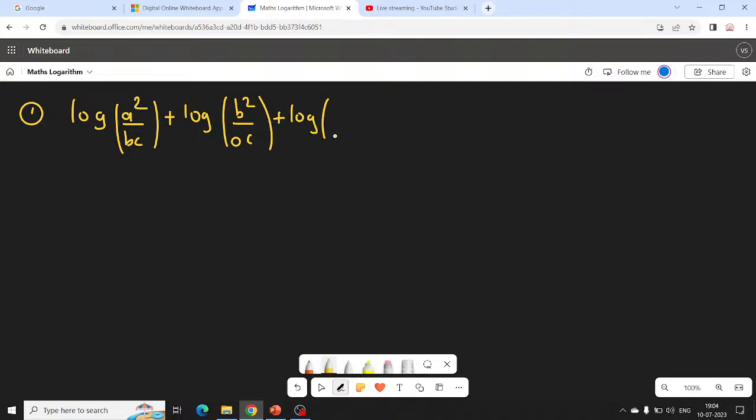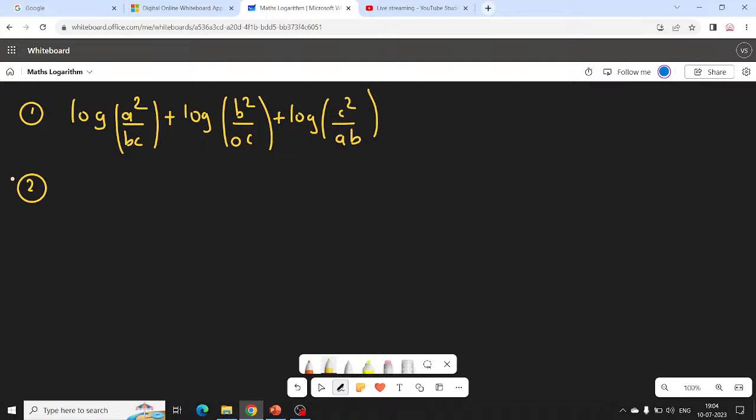Take down the first question as homework. Log a square by bc, then plus log b square by ac, then plus log c square by ab.